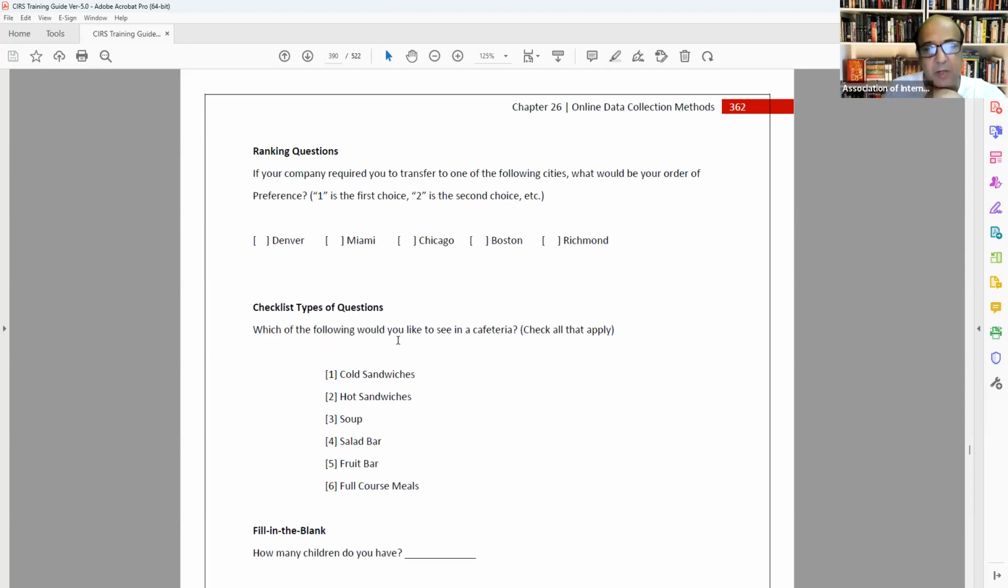Checklist is another one. Which of the following would you like to see in cafeteria? Okay, so it is definitive choices. Okay, you could have more than one answer. In the ranking question, you can have more than one answer, or the a la carte choice that you have would allow you to fill in all the missing numbers here.